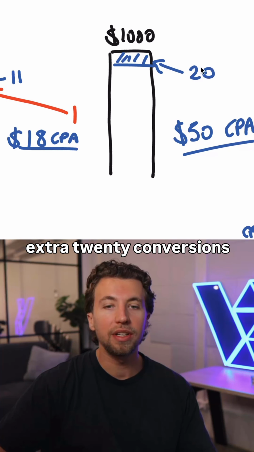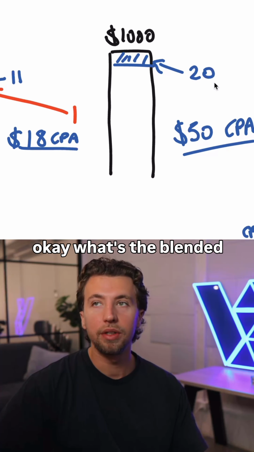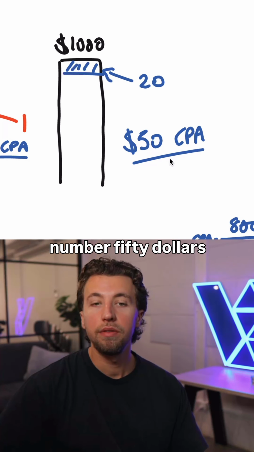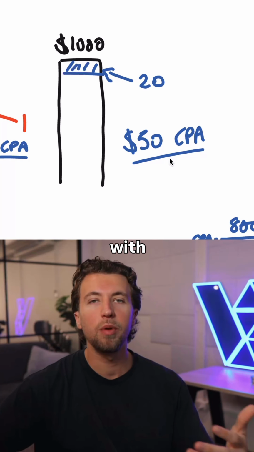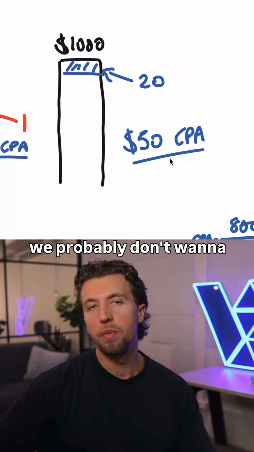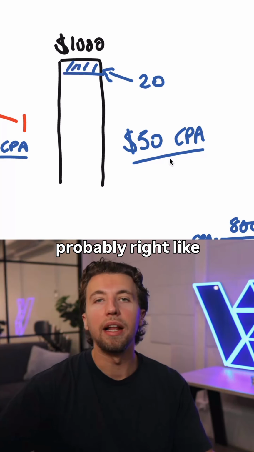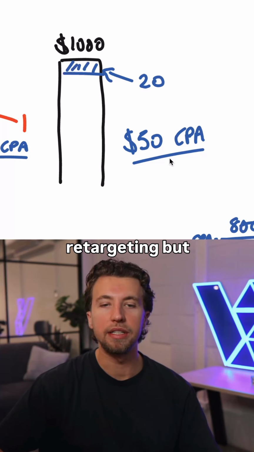And now you've got an extra 20 conversions. Okay, what's the blended number? $50. Okay, now that's in line with our cold campaigns. We probably don't want to spend any more here. It's probably right. Like we're investing the right amount here in retargeting.